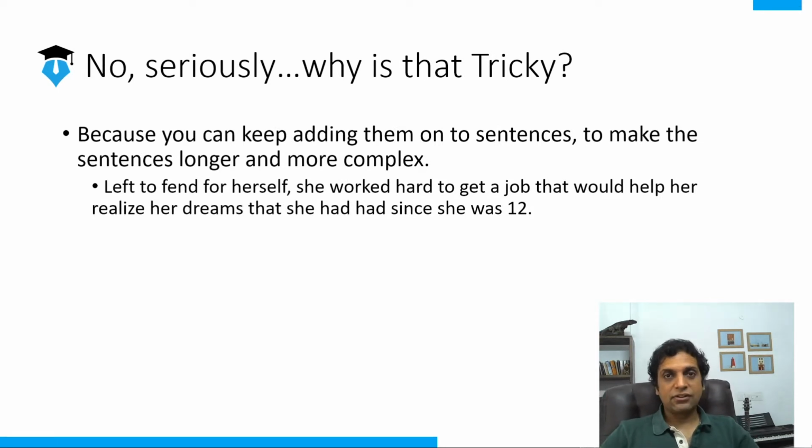Again, why is that tricky? Because A, modifiers can be really long. And that's 3 adverbs in a chain. And you can add as many modifiers as you want: 5, 6, 7. Each of them individually is not complicated at all.